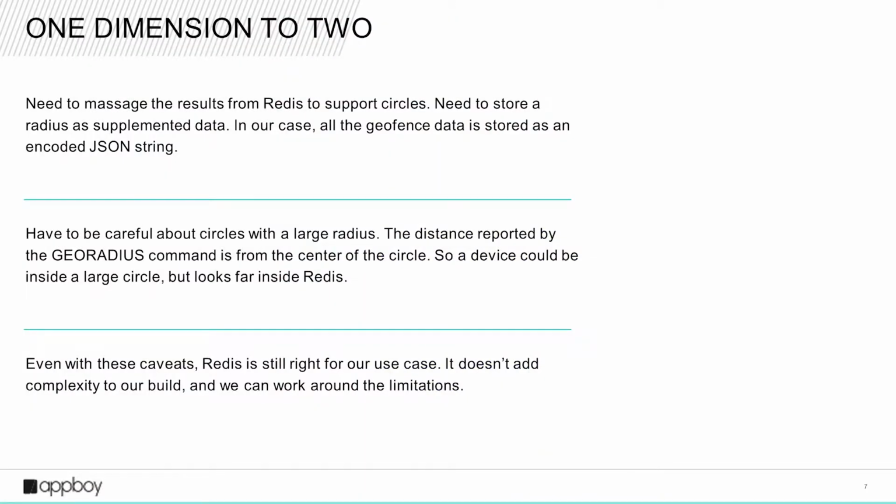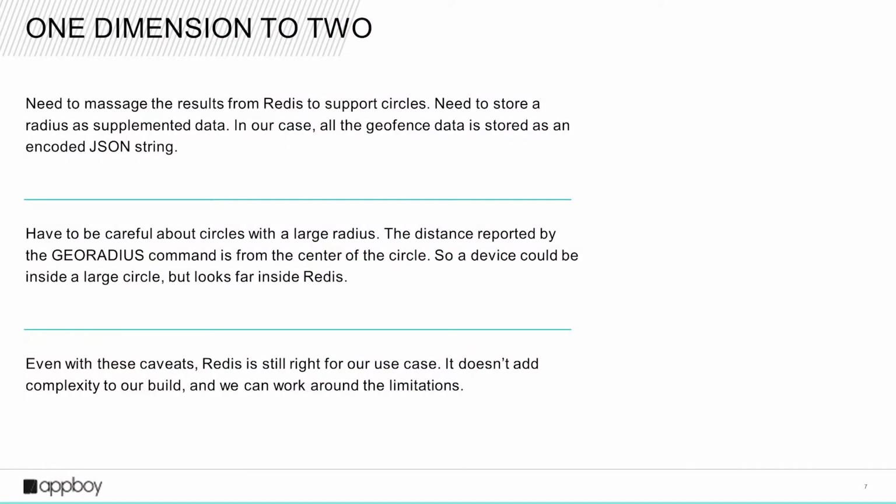So when we're doing geofences, we need to go back from 1-dimensional points to 2-dimensional circles. When we do the georadius, after that we're not actually done. We have to massage the data a little bit. We store the radius as supplemental data. In our case, the geofence data is all a JSON encoded string, because that's what we're pushing down to our SDKs. So we just pull it out of the result.